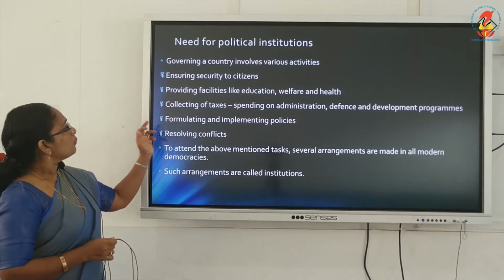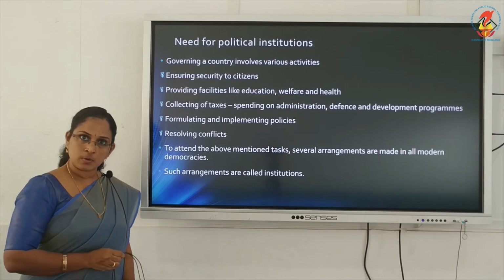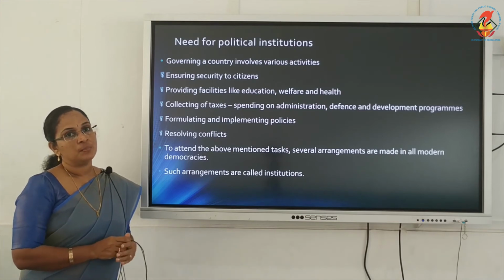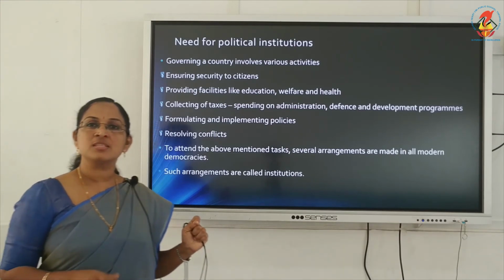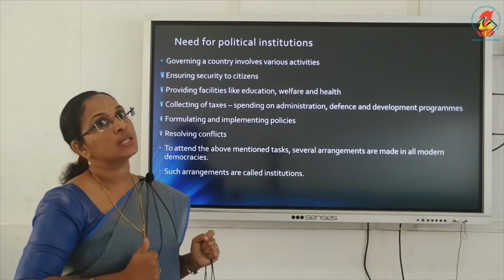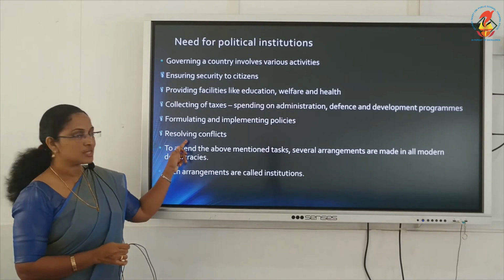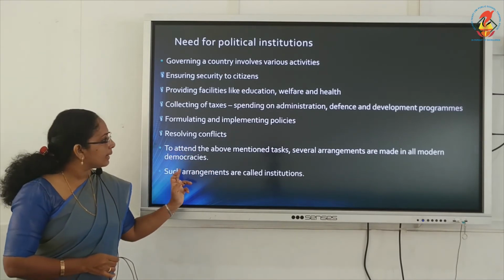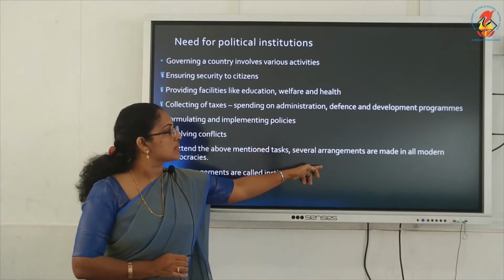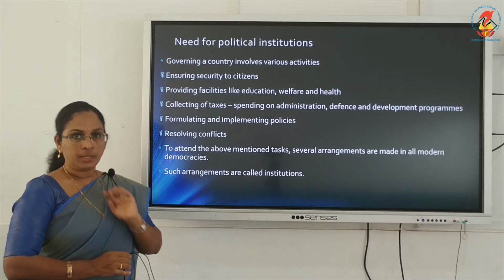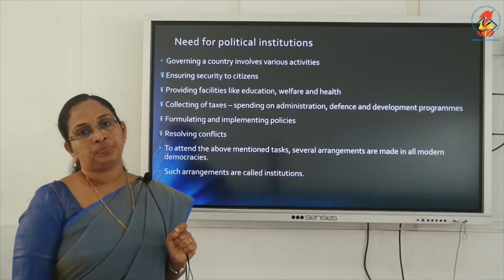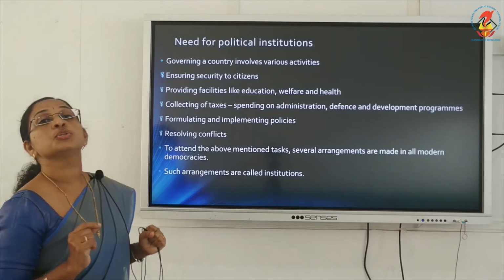Formulating and implementing policies, we need government institutions. Resolving conflicts: conflicts are disputes between citizens, between two state governments, between a state government and the union government. We need institutions for resolving the disputes, and to attend all these activities, we need several arrangements or procedures in modern democracies, and such arrangements or procedures we can call institutions.